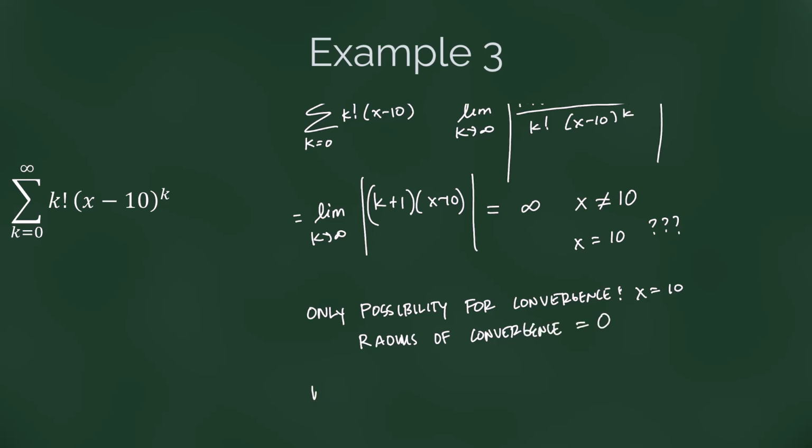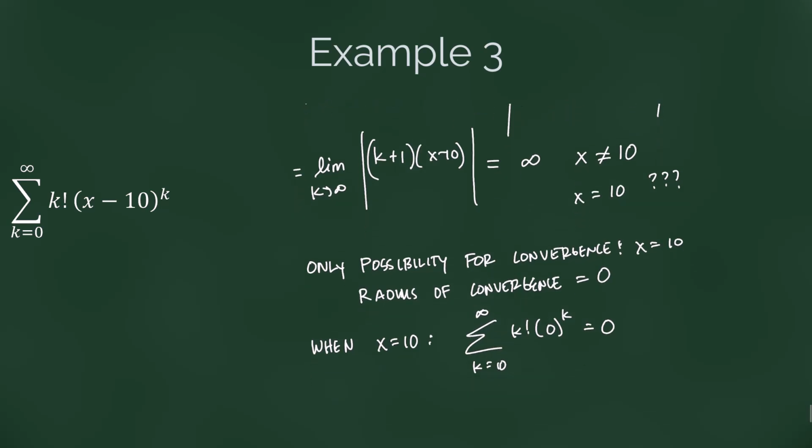So the only thing that's left for us to do is figure out what happens when x equals 10. In that case, the series becomes the sum from k equals 0 to infinity of k factorial times 0 to the k, which is just 0. So we do in fact get convergence at 10. So our interval of convergence is just the value 10. It's not really an interval. And our radius of convergence is 0.